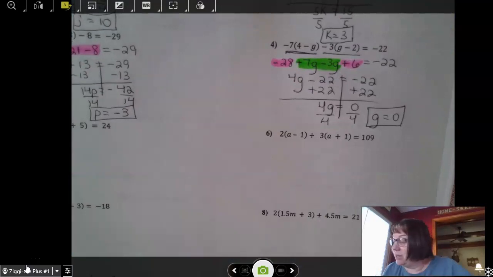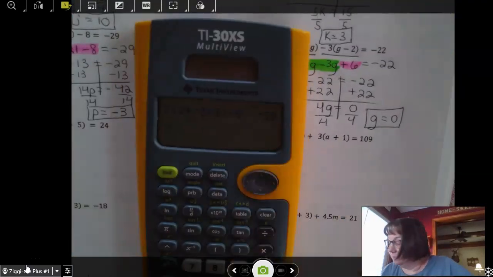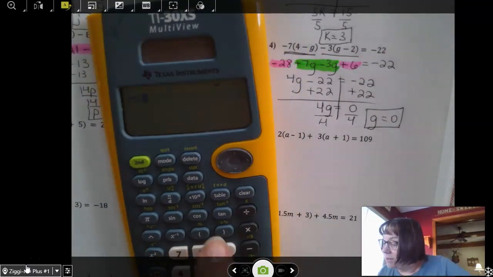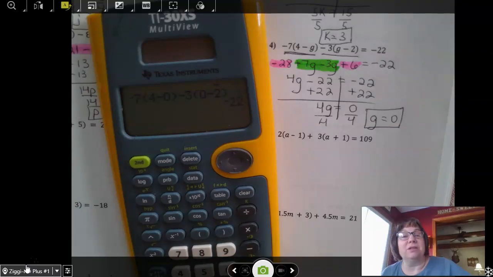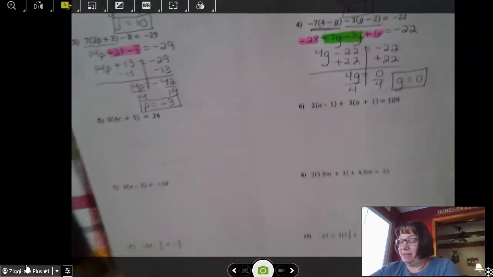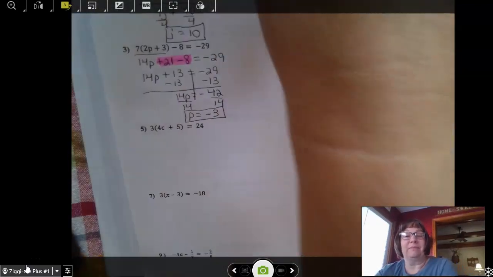So let's go ahead and check our answer then with the calculator. We're going to take negative 7, parenthesis, 4 minus 0, minus 3, parenthesis, 0 minus 2, and I get negative 22. Okay, so just put them back in to check them. We're going to do 2 more of these and then a couple on the back.